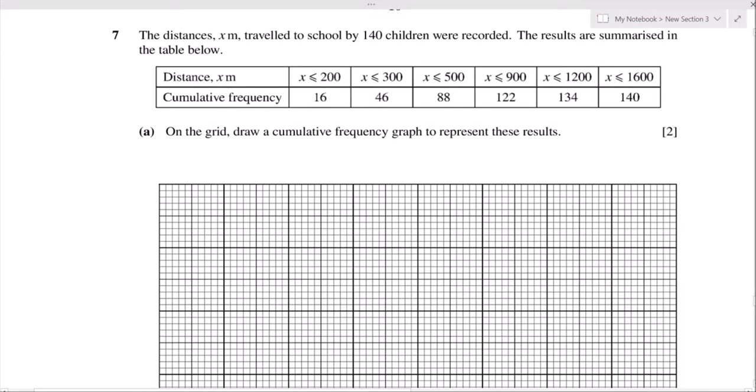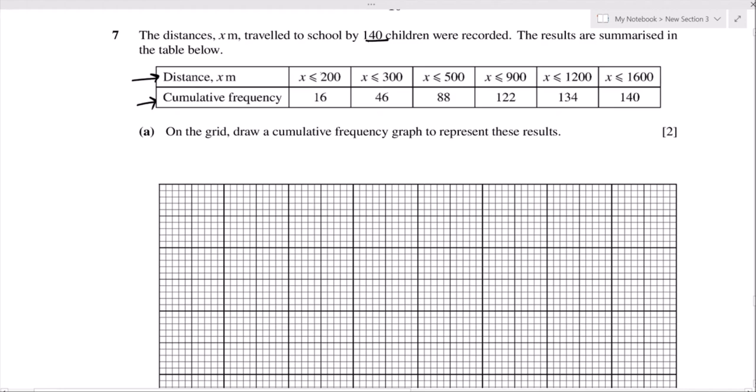The distances x meters traveled to school by 140 children were recorded, and the results are summarized in the table below. We are to draw a cumulative frequency graph to represent these results. For a cumulative frequency graph, the distance is going to be on the x-axis and the cumulative frequency is going to be on the y-axis.